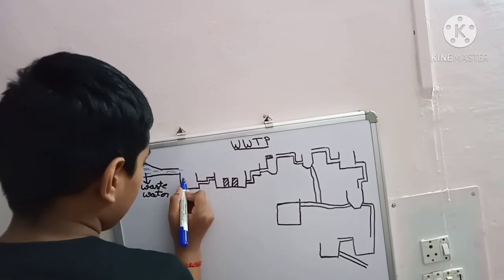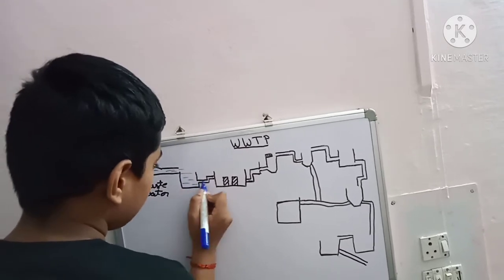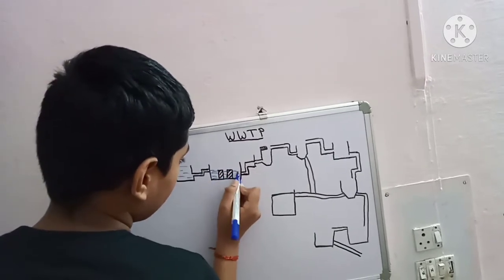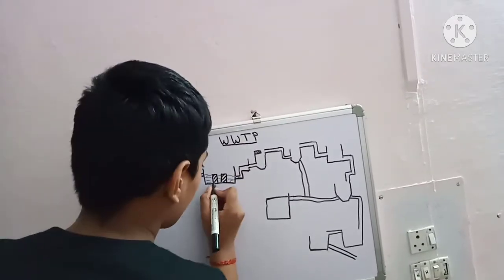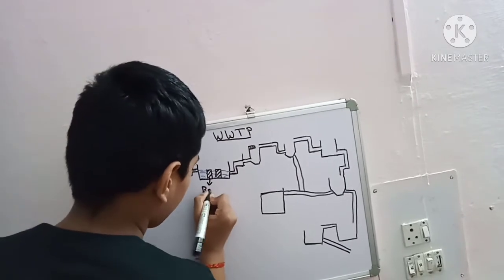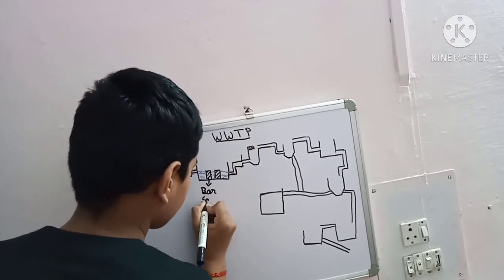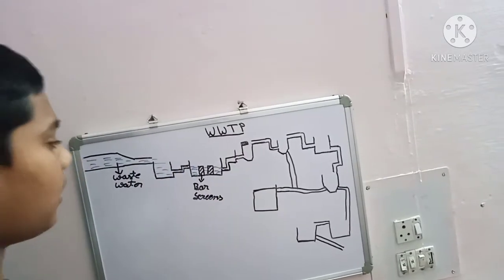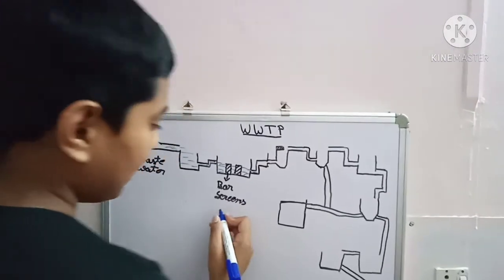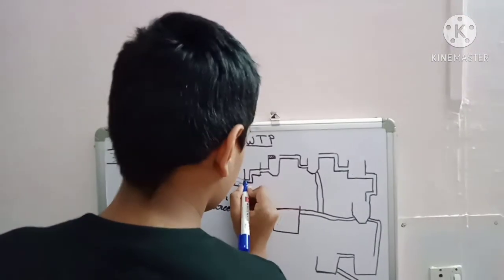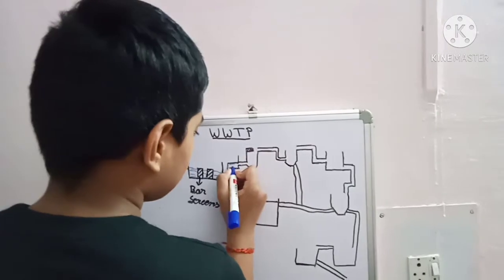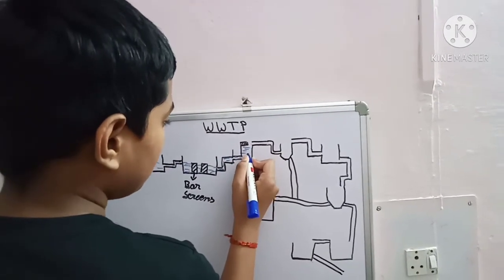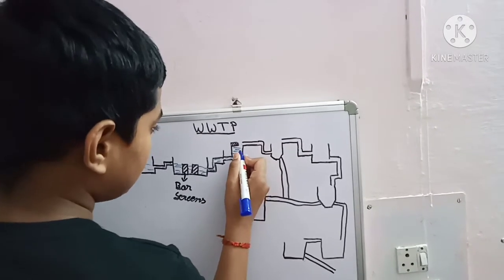After this, it is transferred into filtration tanks. These are called bar screens. This will only remove the larger objects. After that, this is transferred into the oil removing tank. In this, oil or grease is removed.